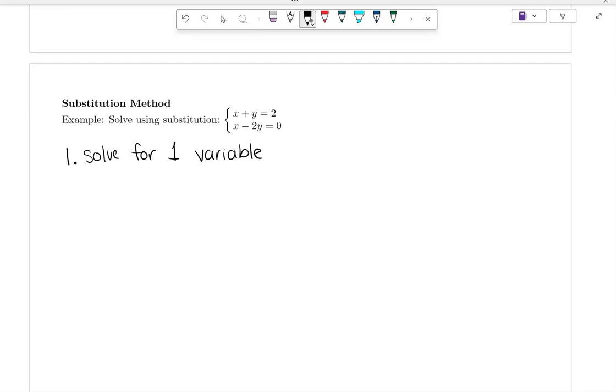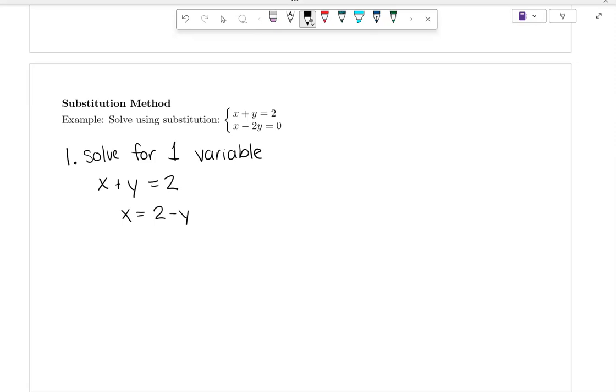So in this case, I'm going to solve in the top equation for x. Again, it wouldn't matter if you solved for y. So we'll solve for x here. We have x plus y equals 2. And then what do you do to solve for x? Yes, subtract the y. So then we get x equals 2 minus y. Boom. Solve for one variable. Step 1, done.